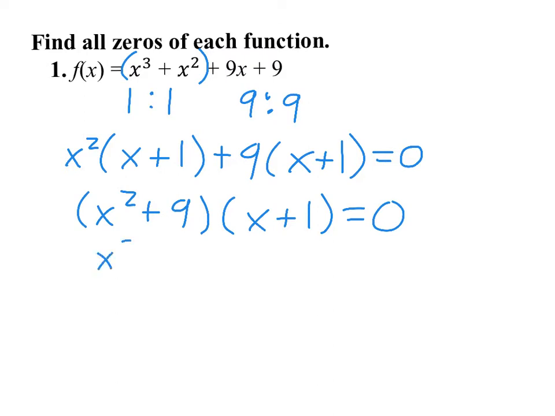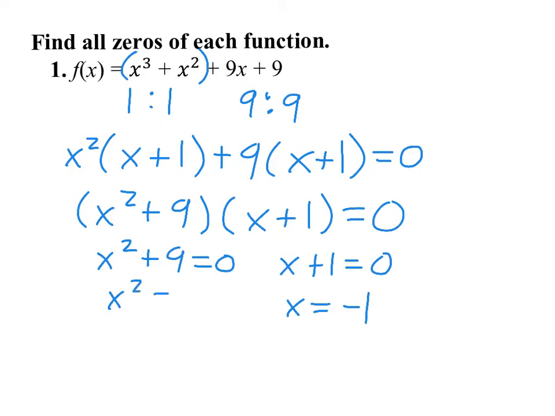So by the zero product property, either this equals 0 or this one does. So over here we would get negative 1 as the 0. And we would also get plus or minus 3i.